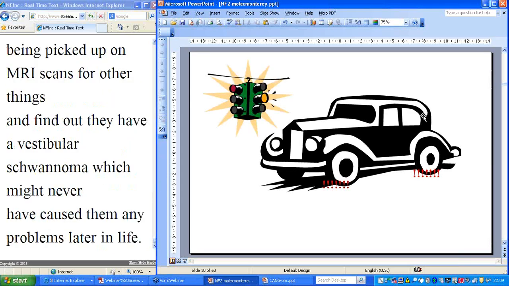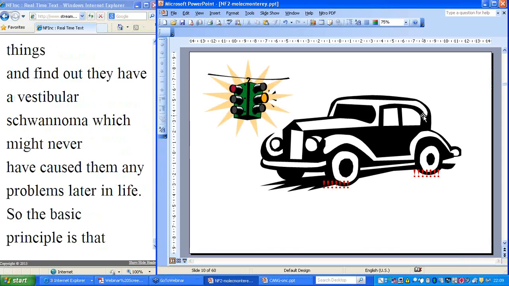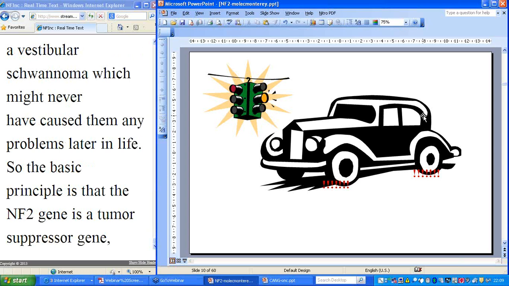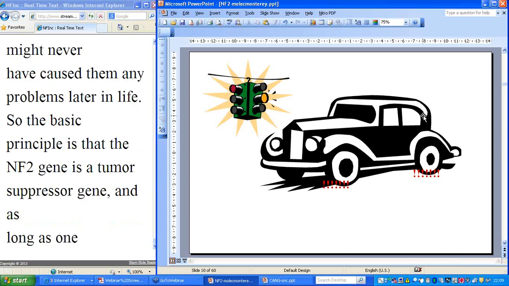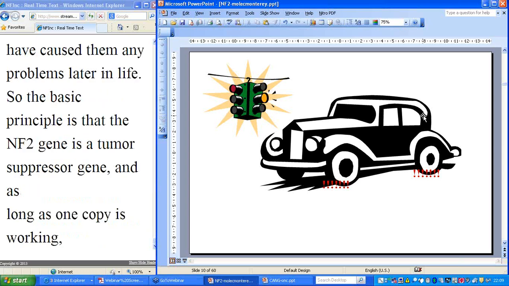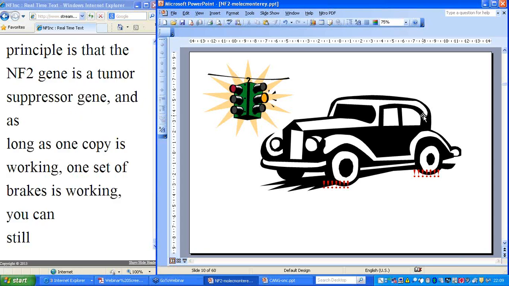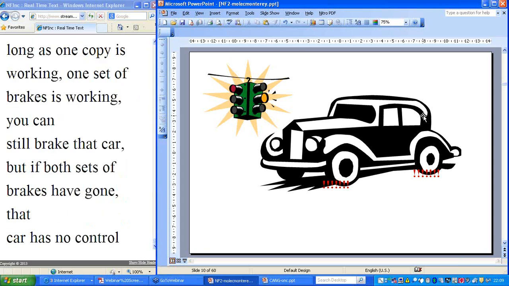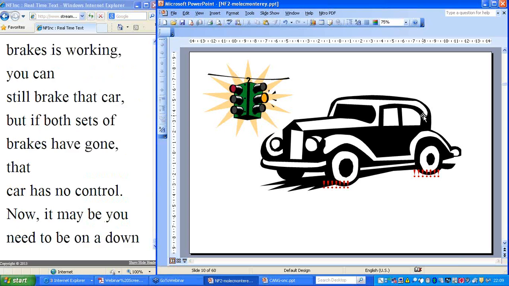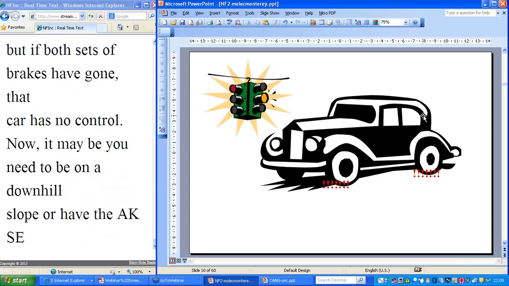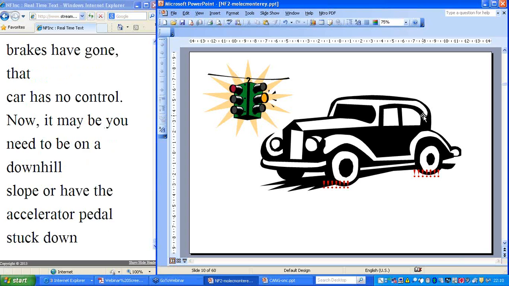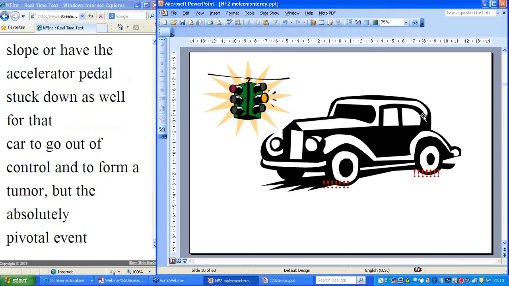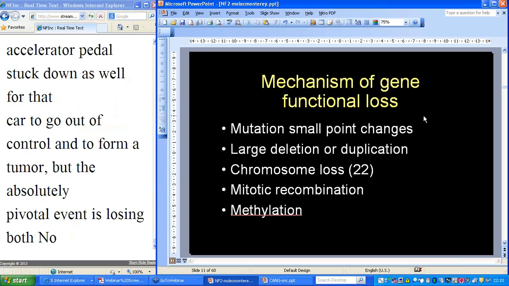So the basic principle is that the NF2 gene is a tumor suppressor gene, and as long as one copy is working, one set of brakes is working, you can still brake that car. But if both sets of brakes have gone, that car has no control. Now, it may be you need to be on a downhill slope or have the accelerator pedal stuck down as well for that car to go out of control and to form a tumor. But the absolutely pivotal event is losing both normal copies of the NF2 gene.